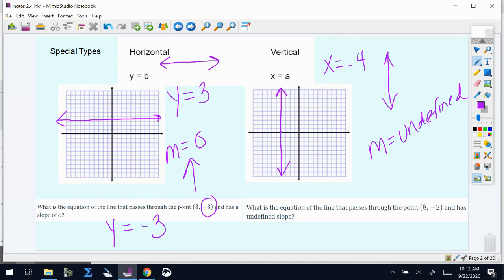For the second one, it wants a slope that is undefined. So when we're talking undefined slope, that's going to be x equals, it's going to be vertical. You're going to go to your point and you're going to look at the x coordinate of your point. The x coordinate is 8. So the equation for an undefined slope line that goes through (8, -2) would be x equals 8. So those are our special types. They are the fastest ones to deal with because once you know they're horizontal and vertical, you know their equations are really short.